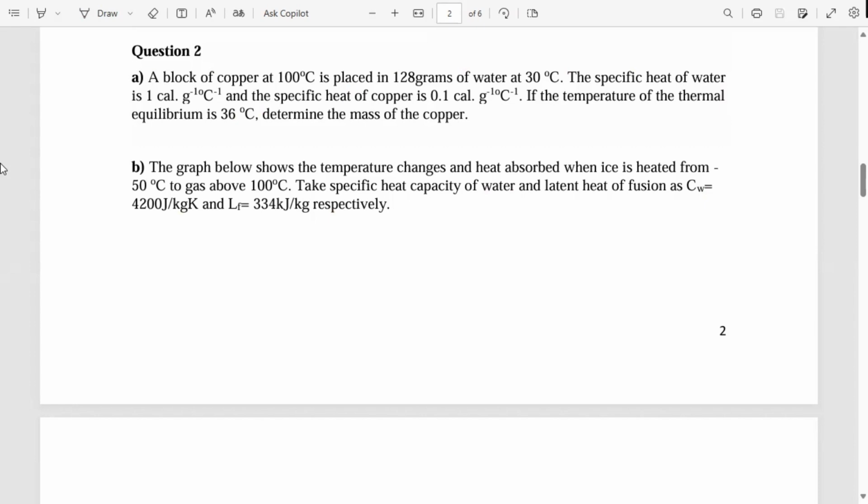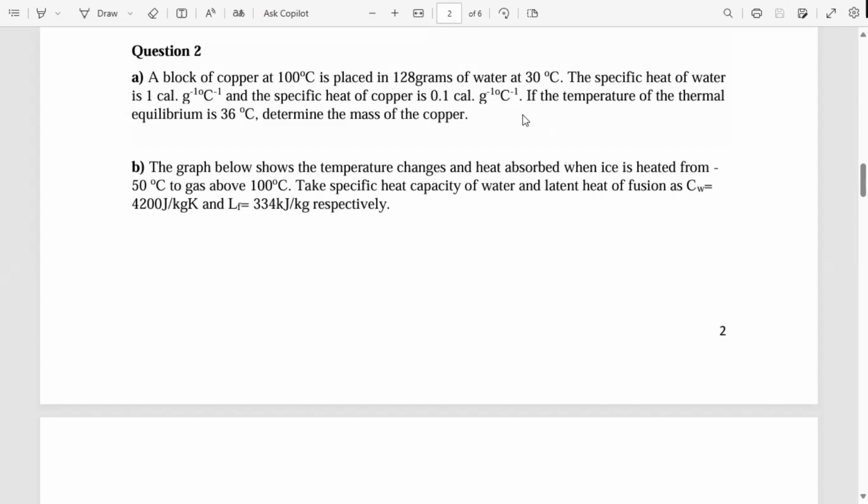So how many processes are taking place? We have been given copper at 100 degrees Celsius, and it has been placed in 128 grams of 30 degrees Celsius water. And we are supposed to determine the mass of the copper.